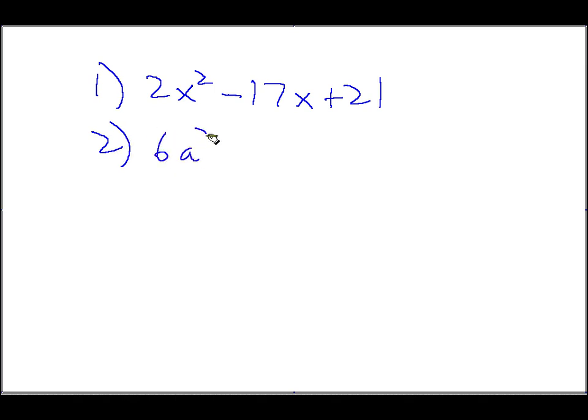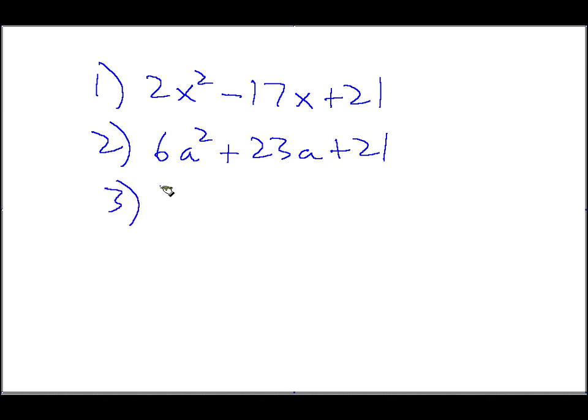So let's factor the following. Let's go ahead and factor 2x squared minus 17x plus 21. So factor that, post the answers in the discussion area on Blackboard. All right, number 2, let's go ahead and try 6a squared plus 23a plus 21. Okay, again, post the answers to that in the discussion area in Blackboard.